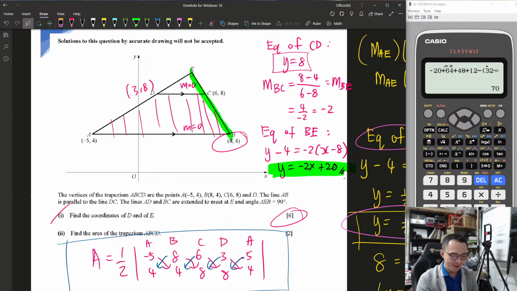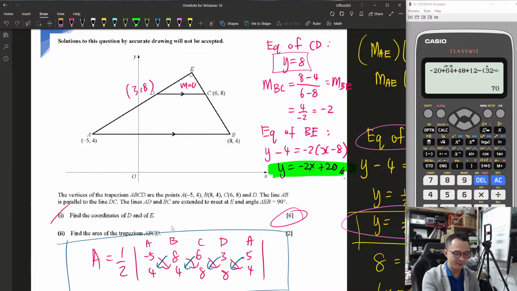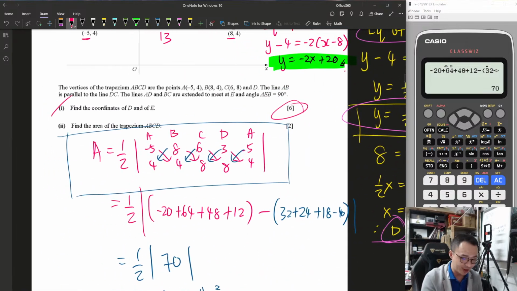Alright, what if for this one, is it possible we actually do it manually? Yeah, because these two lines are parallel to the x-axis, right? If you want to do it manually, I think maybe it's possible. So this one is from -5 to 8. This is 13. The length of it is basically 13. But coordinate D, we got it right just now. Coordinate D is 3, 8.